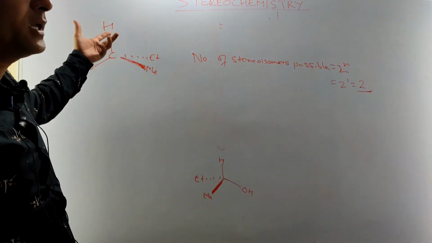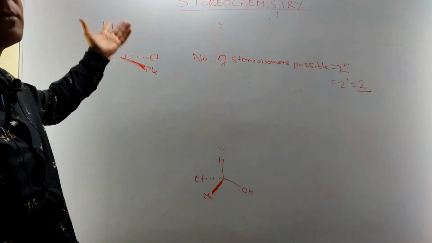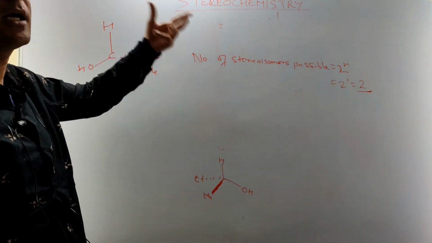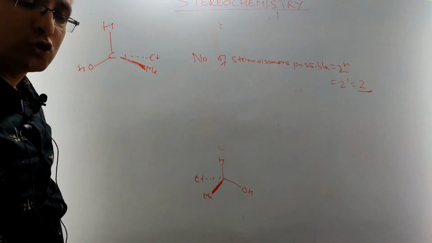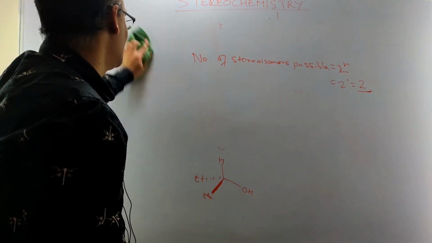Any bond you break, it becomes the enantiomer. Again you break, it becomes the same thing again. Again you break, again it becomes the enantiomer. So these two enantiomers are non-superimposable mirror images.